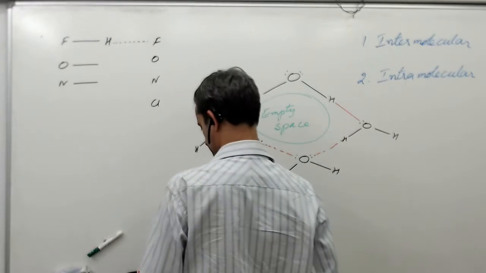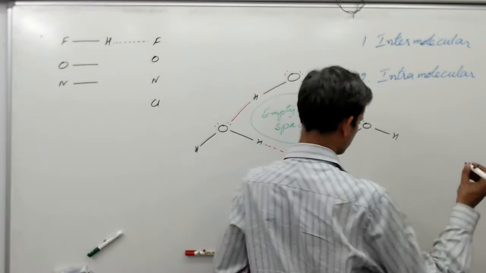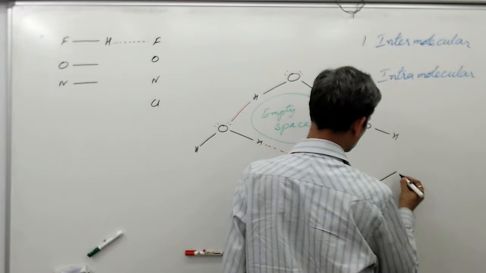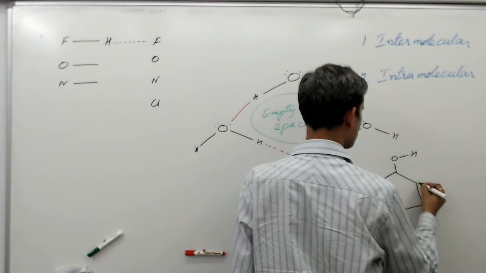Then we have another case, and that is what we call intramolecular hydrogen bond. Intramolecular hydrogen bond is something like in orthonitrophenol.